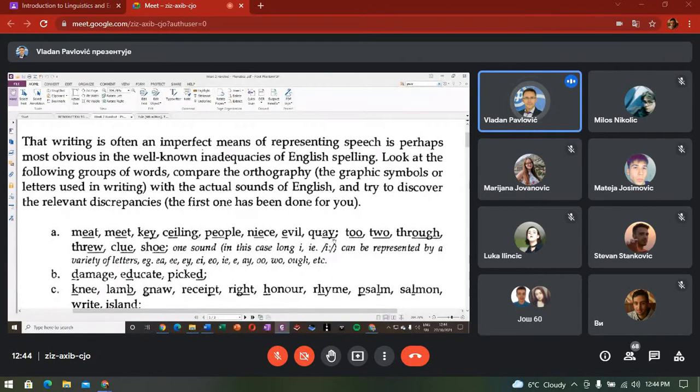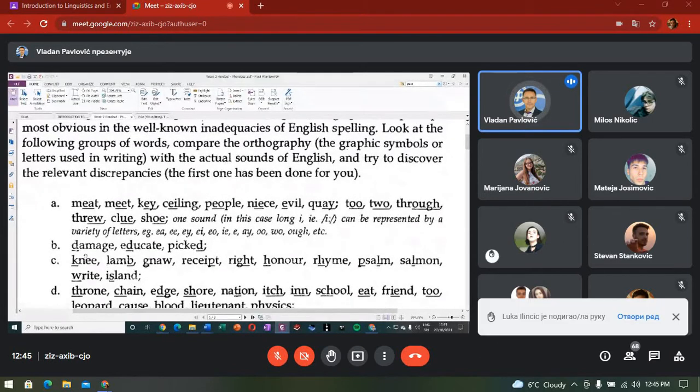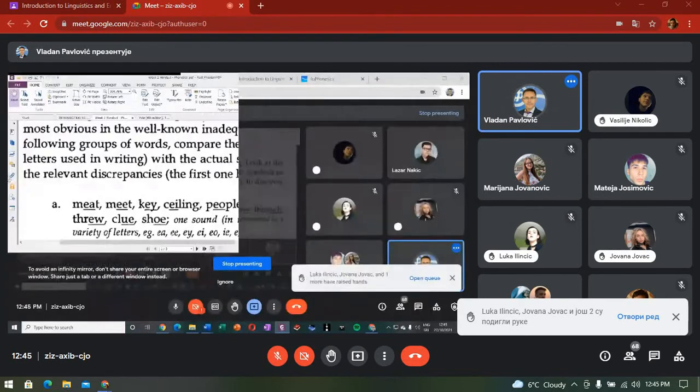And we have a similar thing in to, through, clue, shoe, and so on. So quite a lot of different spellings here. Double O, then W, double O, O-U-G-H, and so on, and all of them are read in the same way as long U. What discrepancy do we see here in damage, educate, and picked?